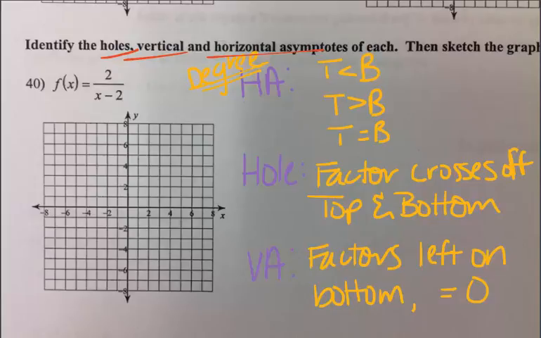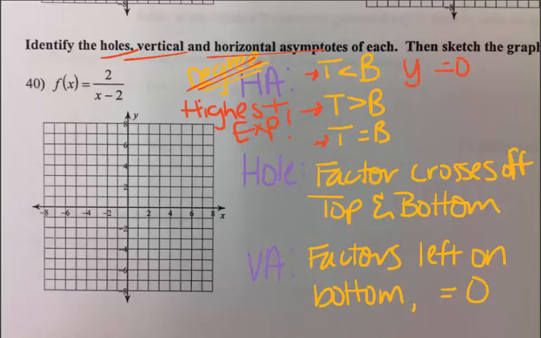For horizontal asymptotes, we look at the degree of the top and bottom, the numerator and denominator. Degree, highest exponent. That's what we're looking at. There are a few things that can happen. They can be equal, like the bottom one says. The top one can be greater, or the bottom one can be greater. Just depends.